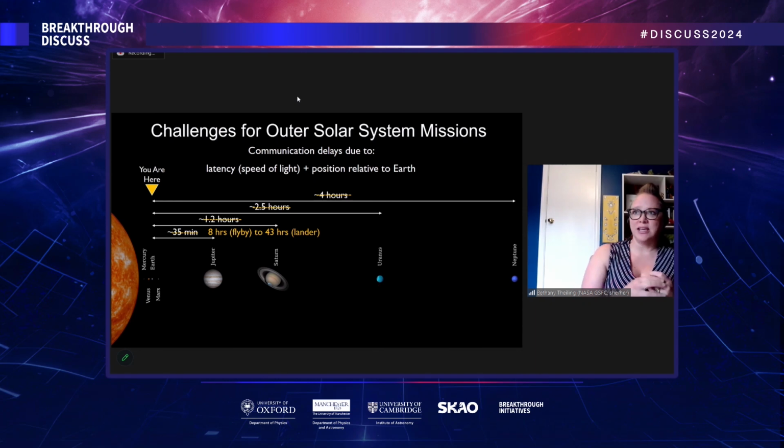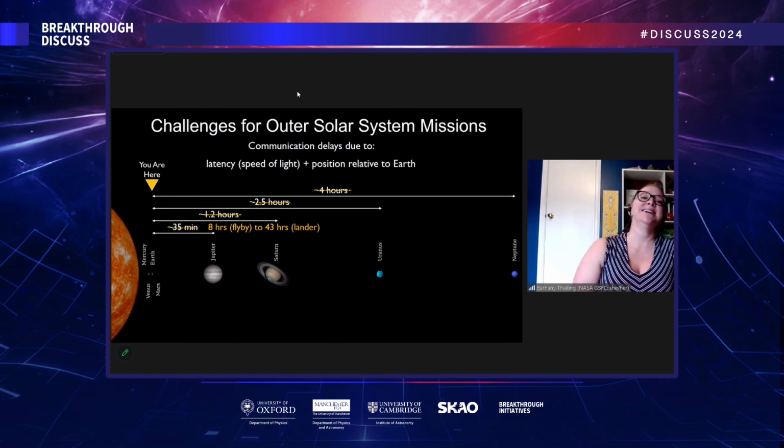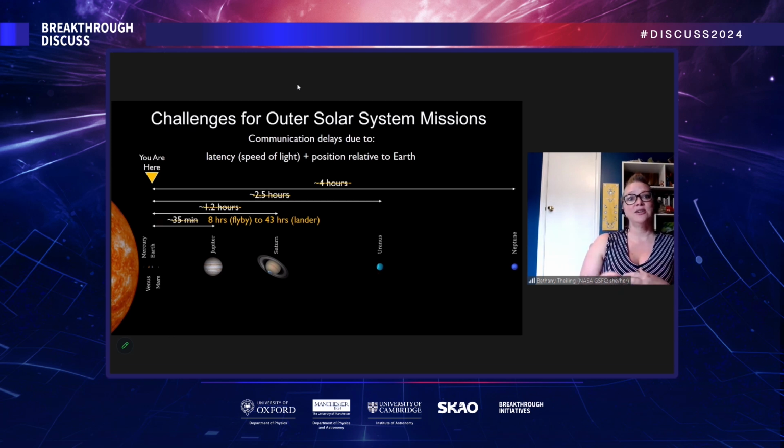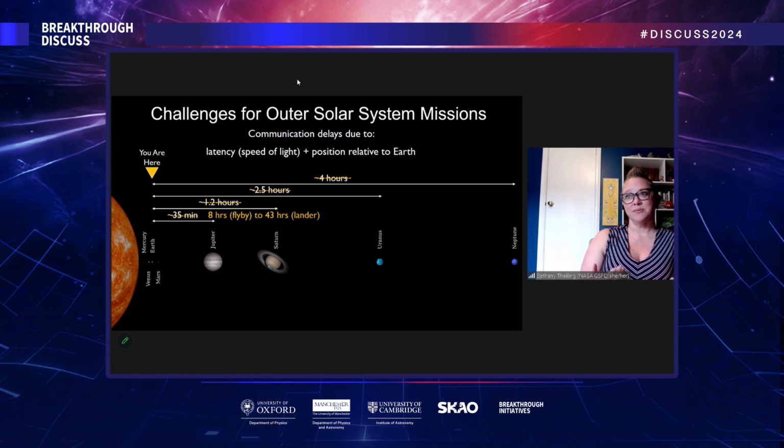So, I'm going to pick on Europa a little bit because I know a lot about Europa. For the flyby mission that's coming up, the Europa Clipper mission that's going to launch in October, I'm so excited, it's about 8 hours to have a message that comes one way. And this is a flyby mission. Now, if you were to land on the surface of Europa, it could be upwards of 43 hours, depending on where the position of the moon is relative to Jupiter and Earth, and of course the sun.